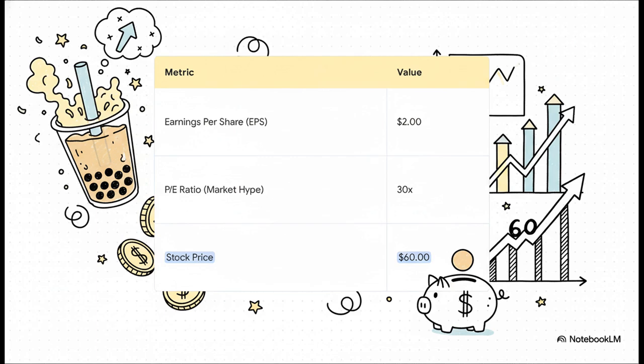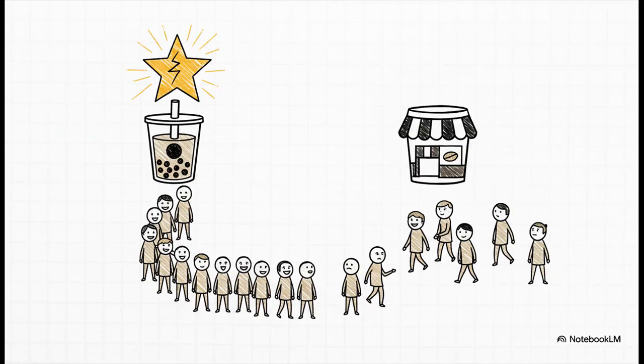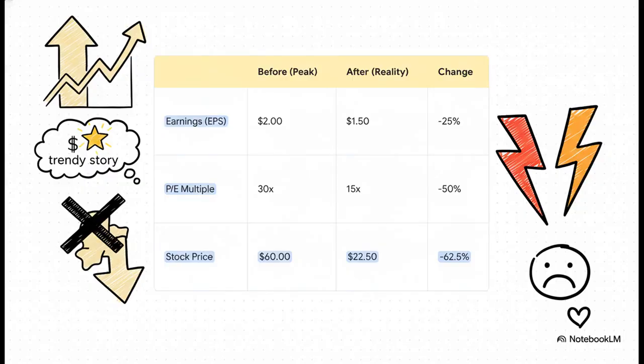Everybody's happy. But then, a little bit of trouble shows up. A new competitor opens up right next door. And you know what? Their tea is actually pretty good. The lines at our shop start to get just a little bit shorter. Okay, now watch what happens. This is where the carnage begins. First, the earnings take a hit. They drop from $2 a share down to $1.50. That's a 25% drop. That's bad, for sure.